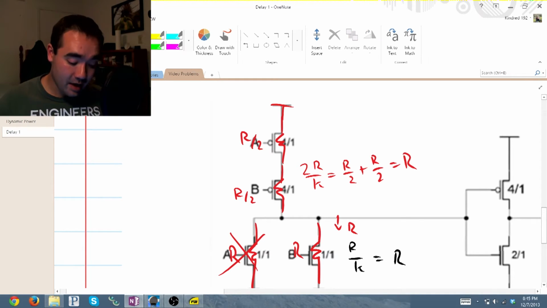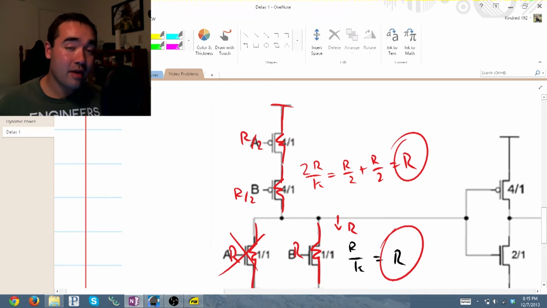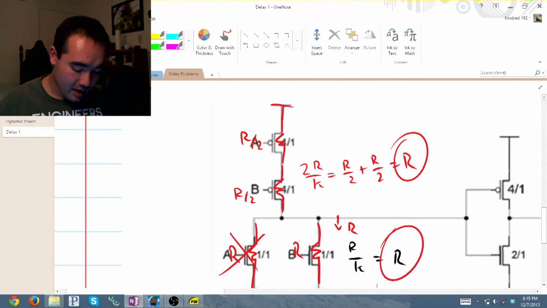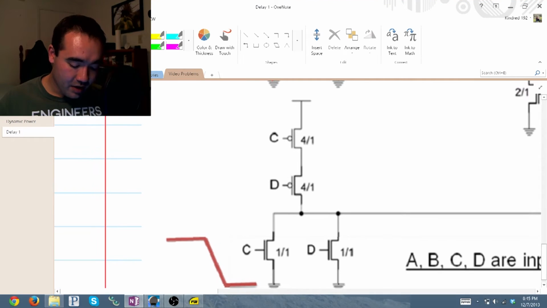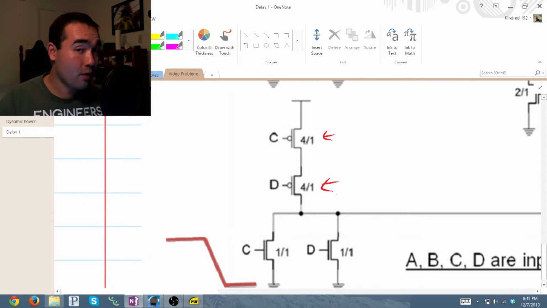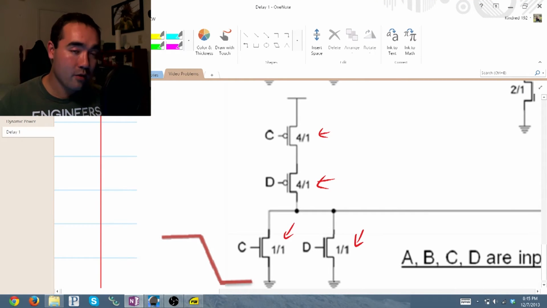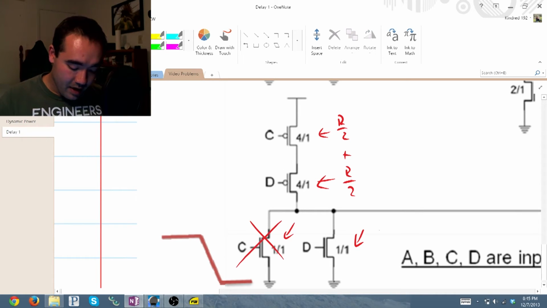So you can see that the top half and the bottom half, they're parallel. Let's look at the other input circuit. You can see that this is 4 over 1, 4 over 1, 1 over 1, 1 over 1, same story. This is R over 2 plus R over 2. We can disregard either one of these, it doesn't matter which. And this is R. So this equals R. Our pull up and our pull down, identical.